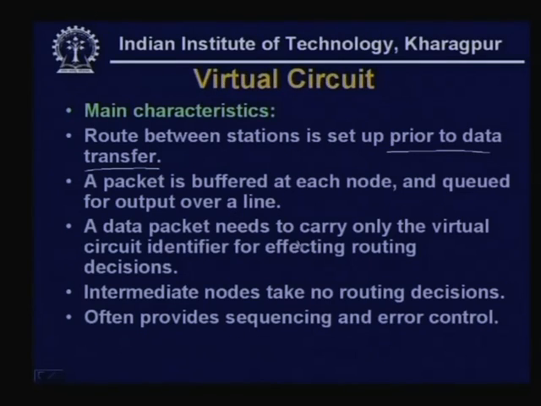So a data packet needs to carry only the virtual circuit identifier for effective routing decisions. As I mentioned, the virtual circuit identifier is used for the purpose of routing. The nodes do not perform any routing operation, except they use the virtual circuit identifier for forwarding the packets. So intermediate nodes take no routing decisions, but often provide sequencing and error control. In that case, CRC is provided and a suitable ARQ technique can be used, as we have discussed earlier.